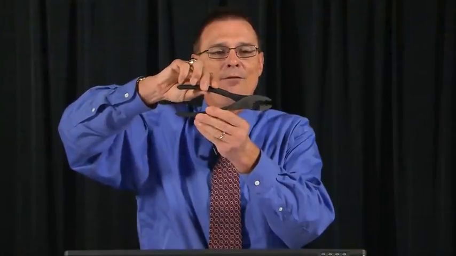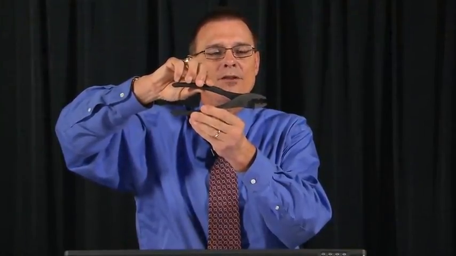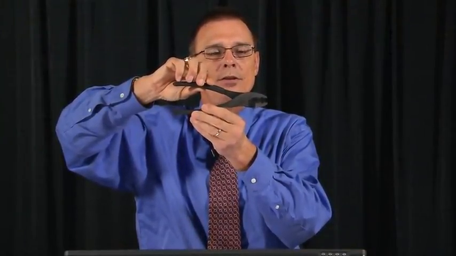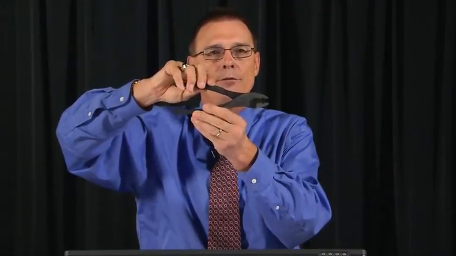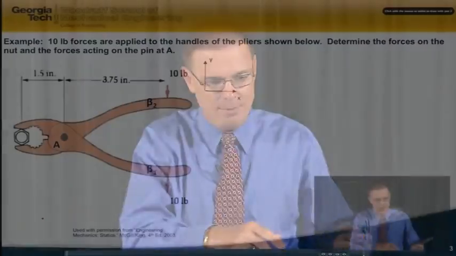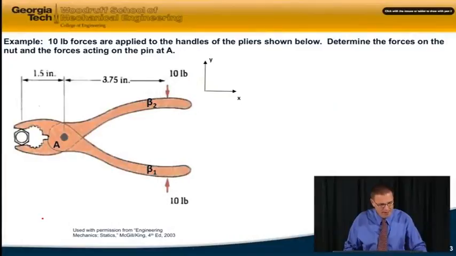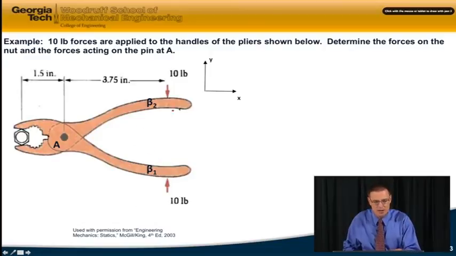The machine I have is a pair of pliers that has moving parts. It's designed to transmit and alter the effect of forces. You can see on my example problem here, I have my pair of pliers, a 10-pound force applied at each handle, which makes sense. And I'm asked to find the forces acting on the nut and the pin.